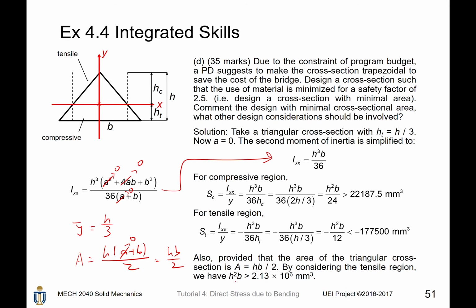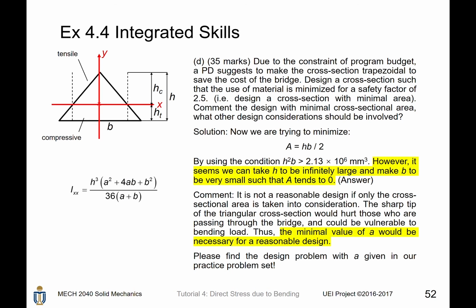Then we have this inequality, because the statement from the tensile region, which is this one, is stronger than that of the compressive region. We simplified our problem a lot, and finally we draw a conclusion that we are trying to minimize the area, which is given by hb divided by 2, by using the condition h squared b is greater than 2.13 times 10 to the power 6 millimeter cubed.